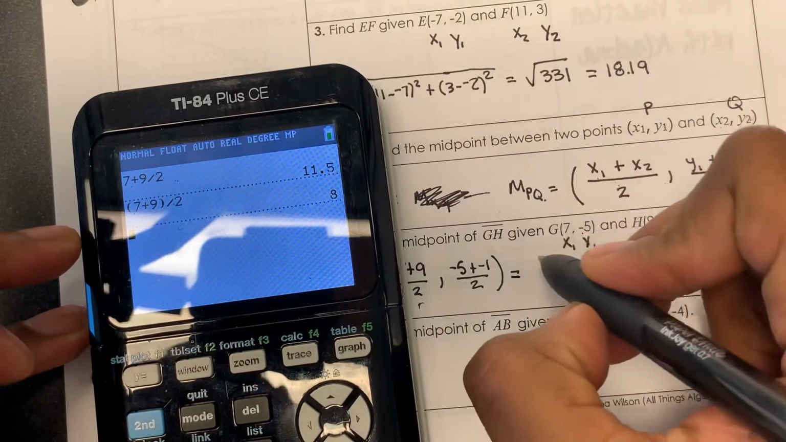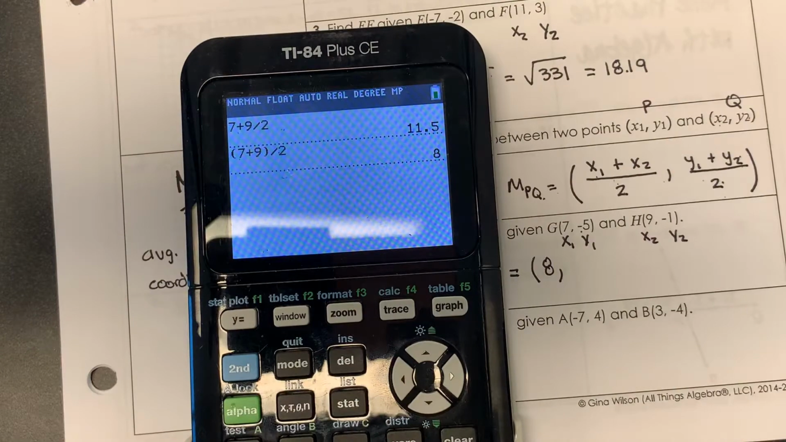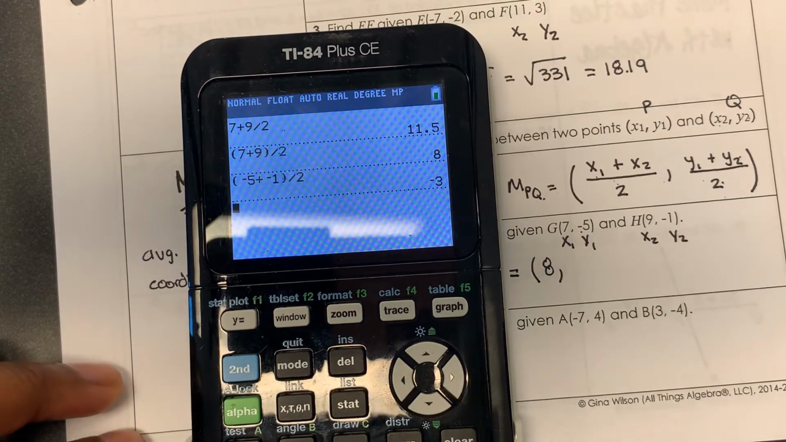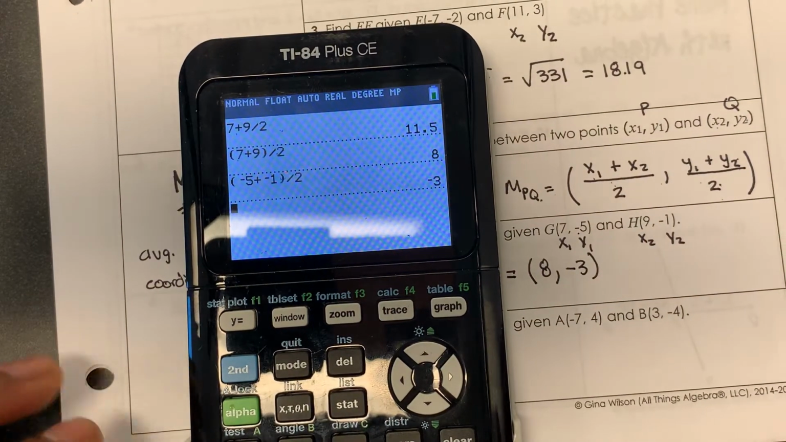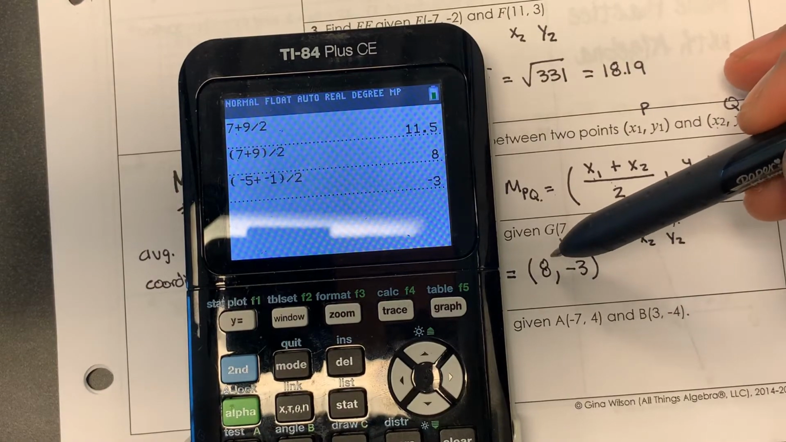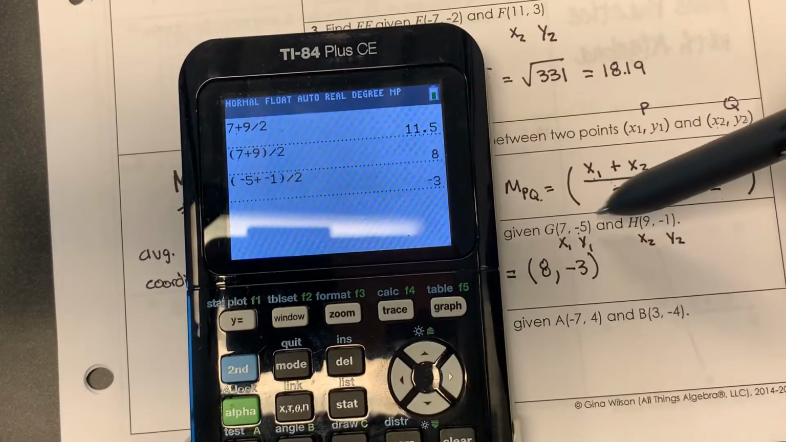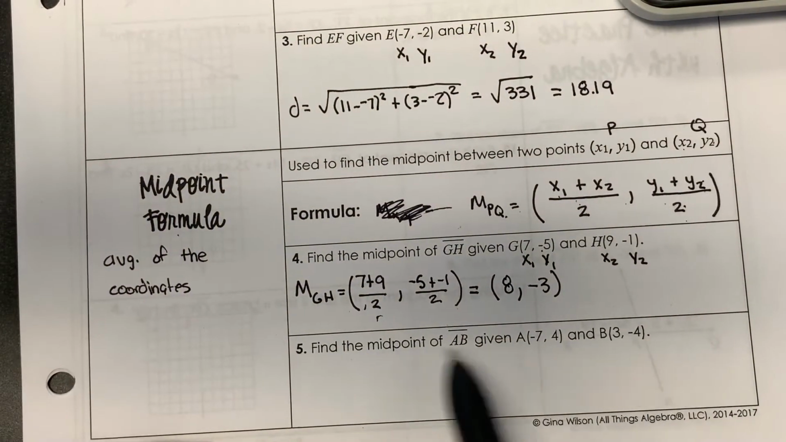So the x-coordinate should be 8, and the y-coordinate is -5 plus -1 divided by 2, and that is -3. So later on, when we start graphing points, we'll see that this point is exactly in the middle of 7, -5, and 9, -1. What I want you to do is pause the video, come back and see what I get for number 5.